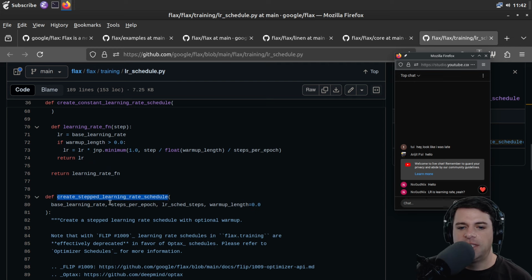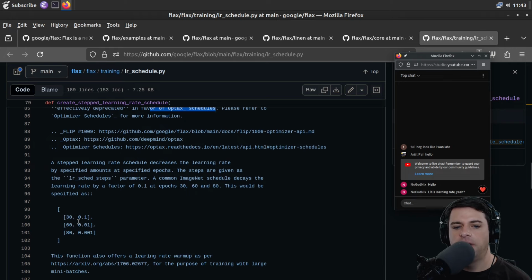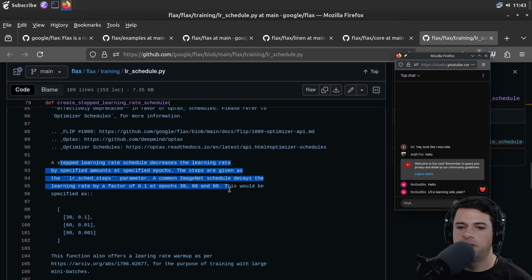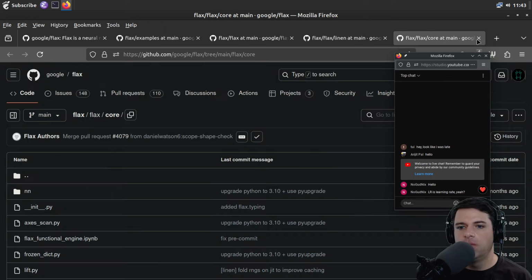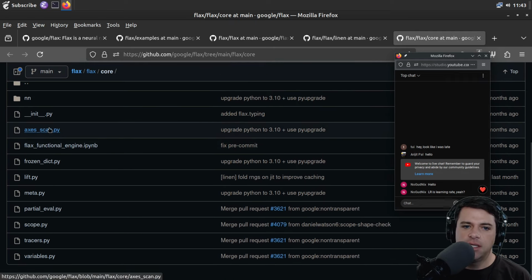We have a stepped learning rate schedule. I don't know what Flip 1009 is, but this is the second mention. Learning rate schedules in Flax training are effectively deprecated in favor of Optax. So stuff has moved to Optax. At any rate, the learning rate schedule decreases the learning rate by a specified amount. So this is what I was just talking about, but it's deprecated, so we're not going to look at it.